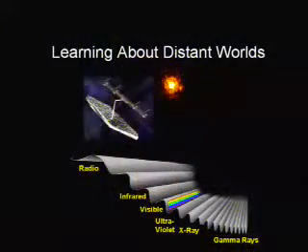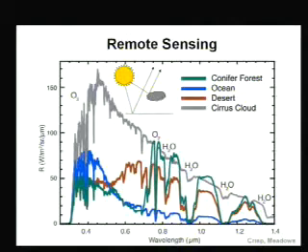So to learn about these distant worlds, we use the electromagnetic spectrum. We take the light from that star, we break it up into its constituent colors, and we try to get the spectrum of the planet. We do that via a technique called remote sensing. There are actually two ways of looking for different signs of life that we know of.